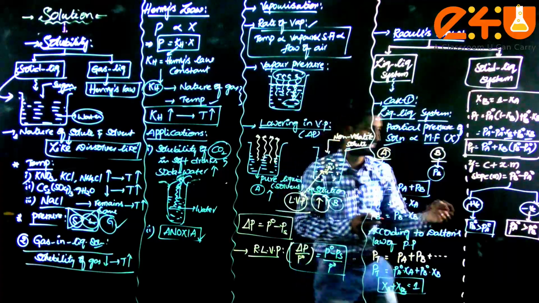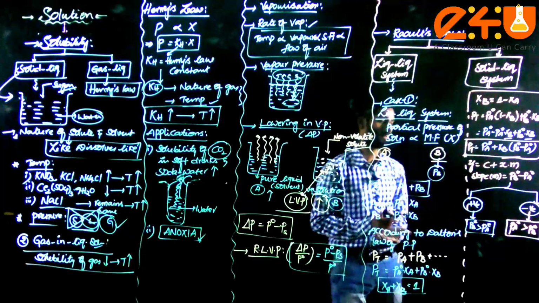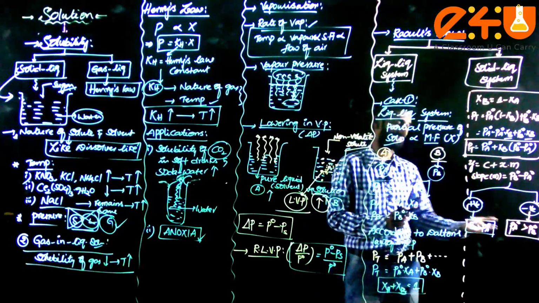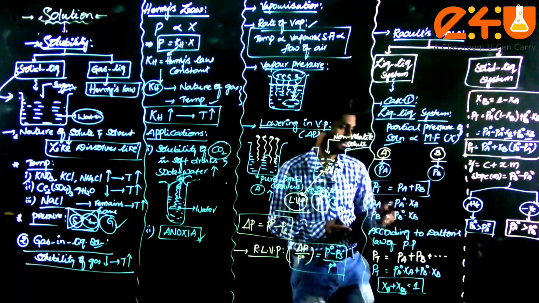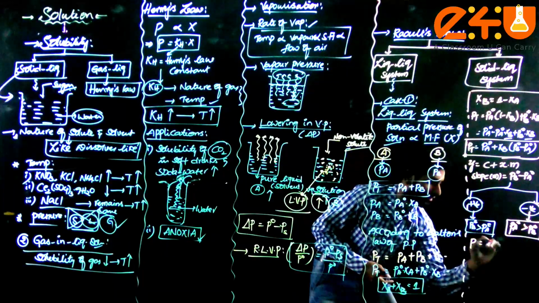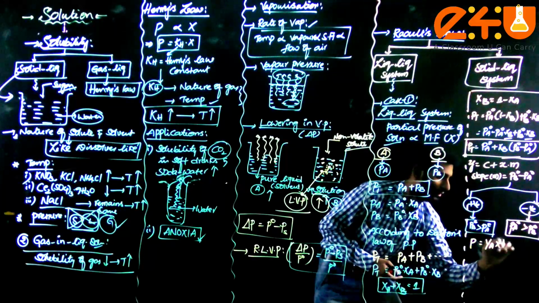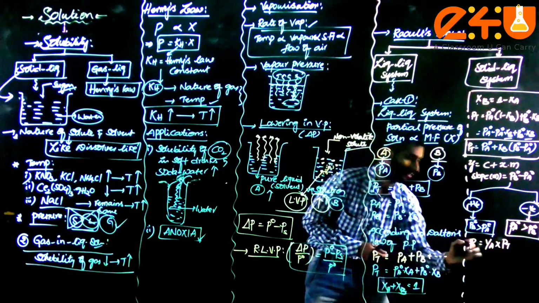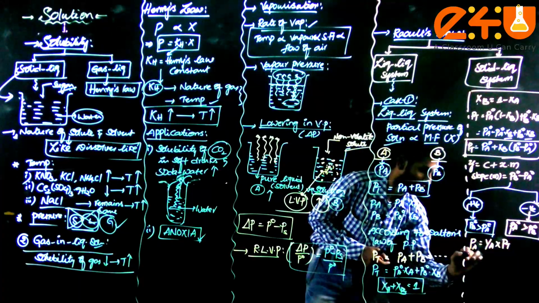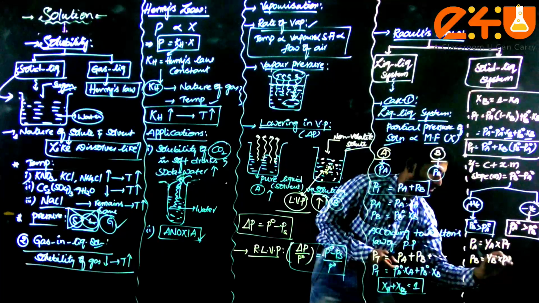Okay, next one. Now, generally, according to Dalton's law of partial pressure, the partial pressure is equal to the mole fraction in the vapor phase into the total pressure. I can consider PA is equal to YA into PT, understand? Then you can consider PB is equal to YB into PT.